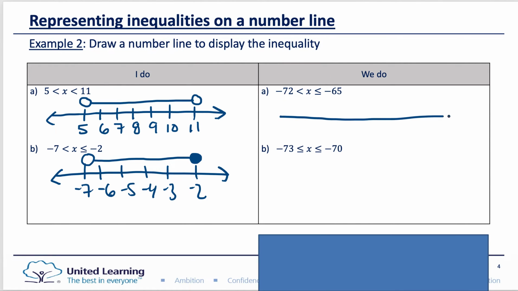Hopefully the first thing you did is you drew that number line starting at -72. So something like this, -72, -71... -65. Harder to squeeze in there, aren't they? Because they're 2-digit numbers. Okay, open circle on -72, cannot include, but I can include -65. So let's circle that in.